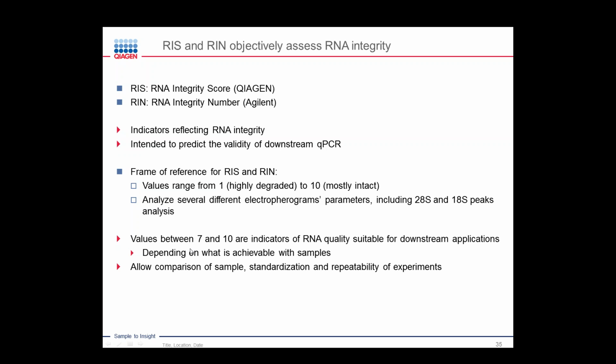Usually values between 7 and 10 are indicators of RNA quality suitable for downstream applications. Of course, this depends on what is achievable with the sample. For instance, for RNA from an FFPE sample, it might be difficult to achieve those RIS values; you will obtain lower ones. The RIS value allows comparison of samples, standardization, and repeatability of experiments.